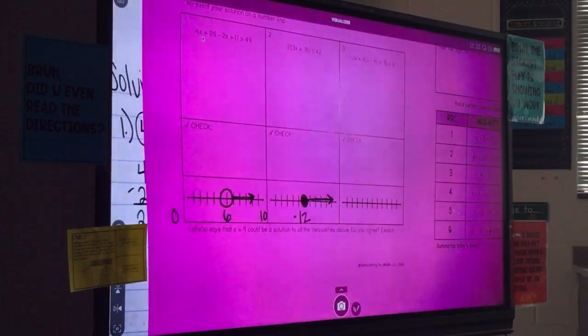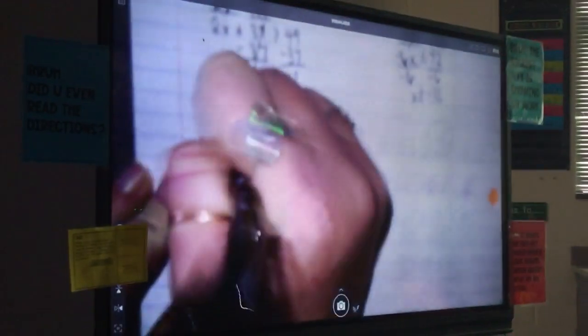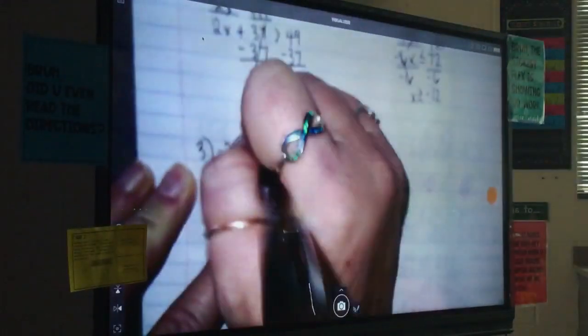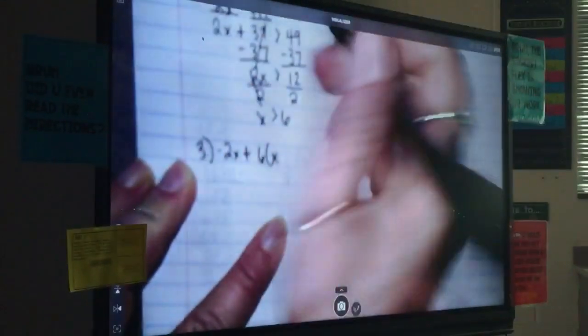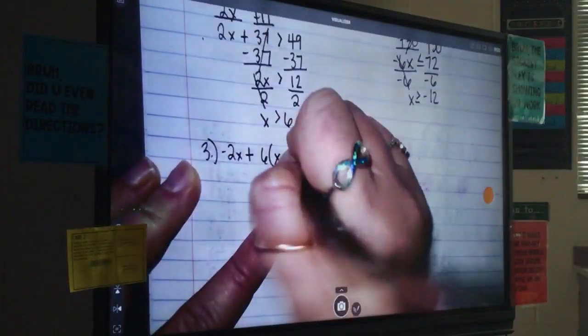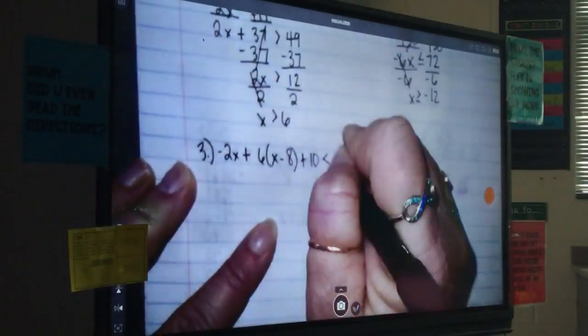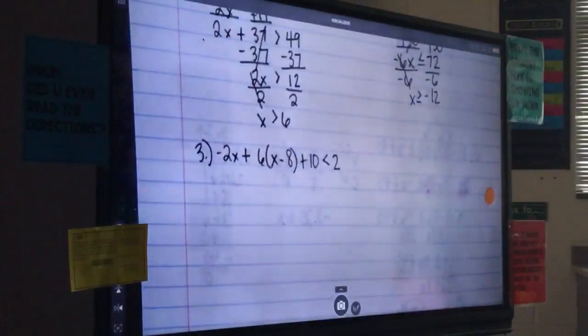All right, last one. So the last one, you're going to have to do both. You're going to have to distribute and you're going to have to combine like terms. So I'm going to rewrite this and then you guys are going to do this on your own. So number 3 is negative 2x plus 6 times x minus 8 plus 10 is less than 2. Stand up when you are done.